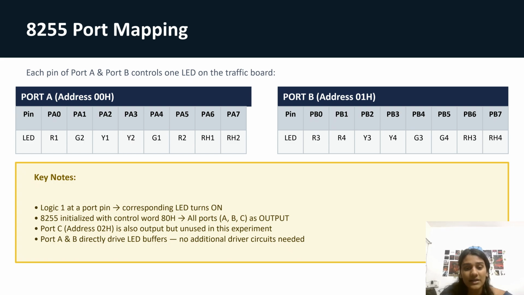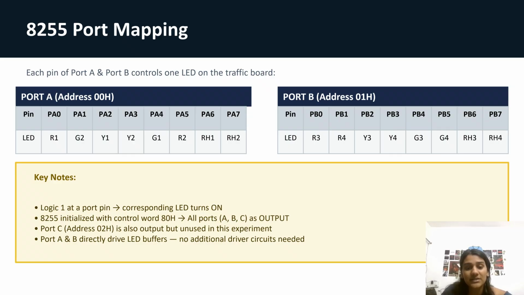The important idea here is that we send a binary value to a port. Each bit in that value turns a specific light on or off. For example, if a bit is 1, the corresponding LED turns on. If it is 0, the LED remains off.